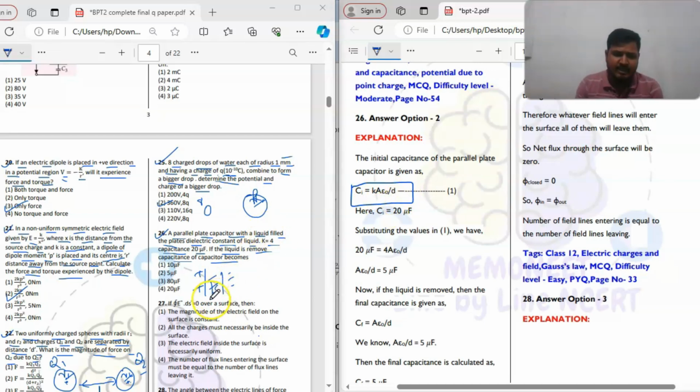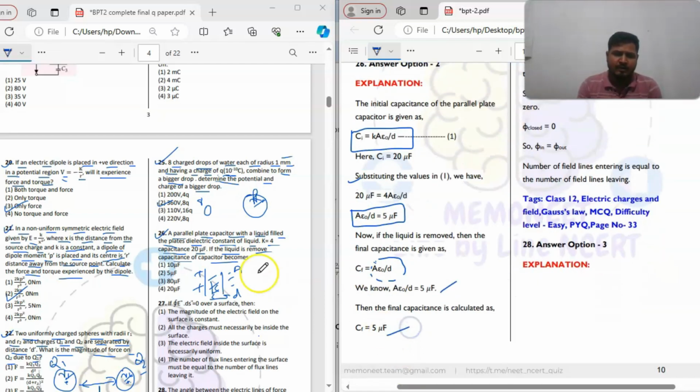D is the distance between the plates, A is the area, right? So we know the value of K, we know the value 20, so we can easily find the value of epsilon naught A by D. Now if the liquid is removed, what is the capacitance? The capacitance becomes epsilon naught A by D, and we know the value of epsilon naught A by D. Now putting the value, we get C final is equal to 5 microfarad. So our second option is the correct option, right?